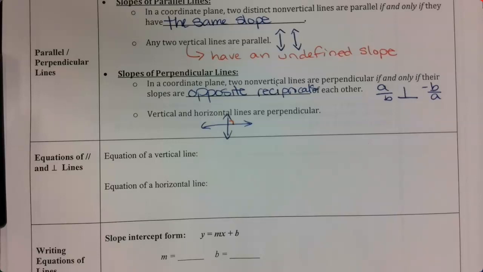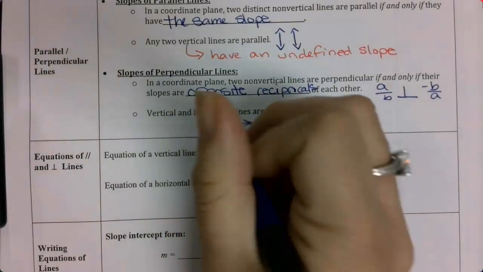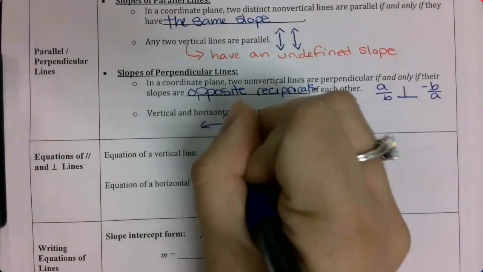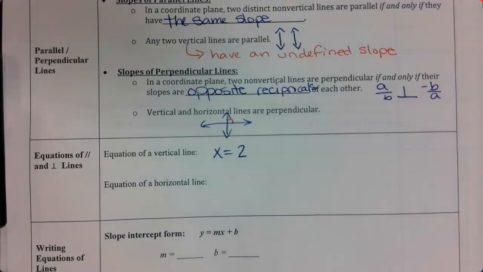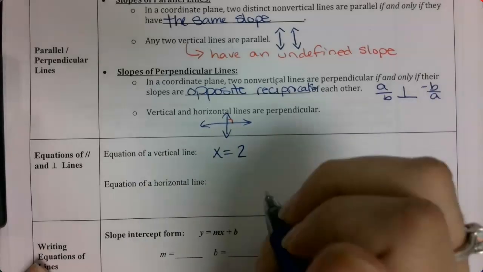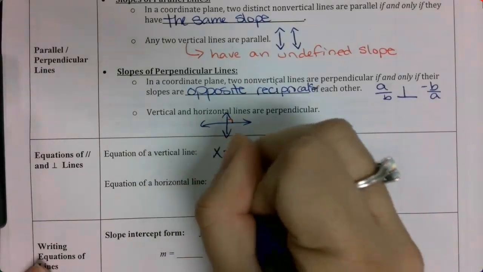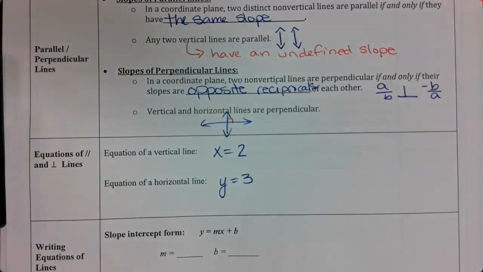Okay, so the equation of a vertical line is going to be in the form x equals, and I'm just going to write a random number, so like x equals 2. The equation of a horizontal line would be something like y equals 3.